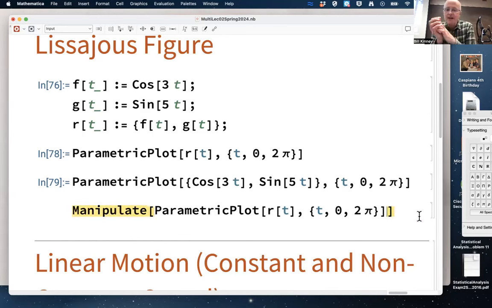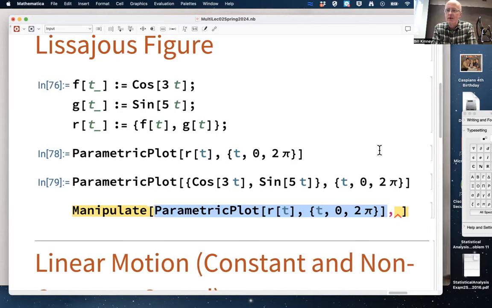So this is going to make an animation in the ParametricPlot to see the motion. But I need to do some other adjustments. I need to put a comma here after the ParametricPlot that's inside the Manipulate. The Manipulate always has at least two inputs separated by a comma: whatever's being animated first, and then a comma, and then whatever your animation parameter is.